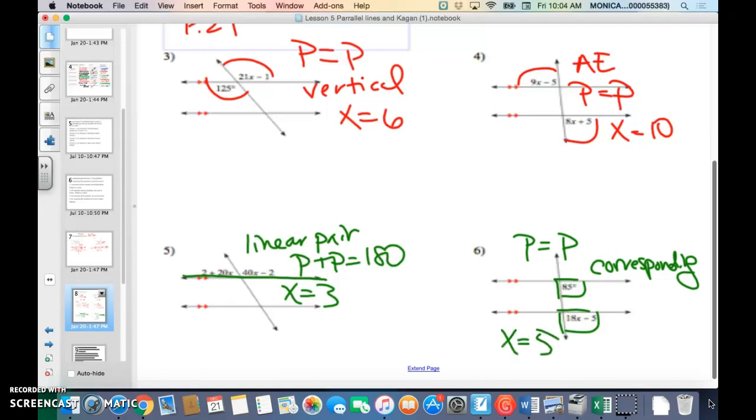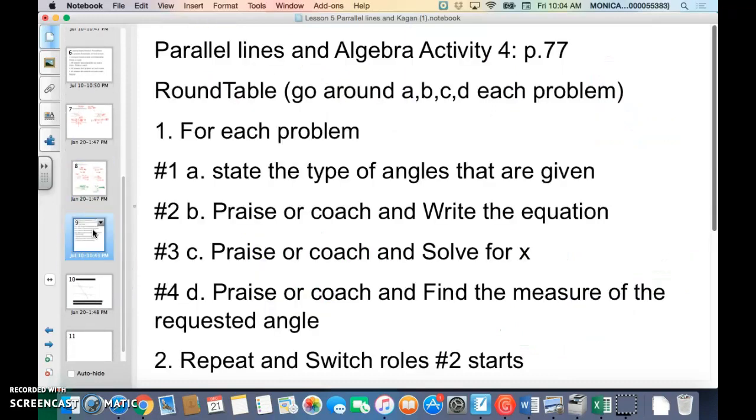All right, so now let's talk about what your assignments are for today to practice this. We did some of the exploratory activities. We're going to do activity 4, which is another round table. So you're going to work as a team of 4. Everybody's going to answer each problem. You state the type of angles that are given. The second person writes the equation. The third person solves for x. And the fourth person finds the requested angle. And then you keep doing that till all the activities are finished.